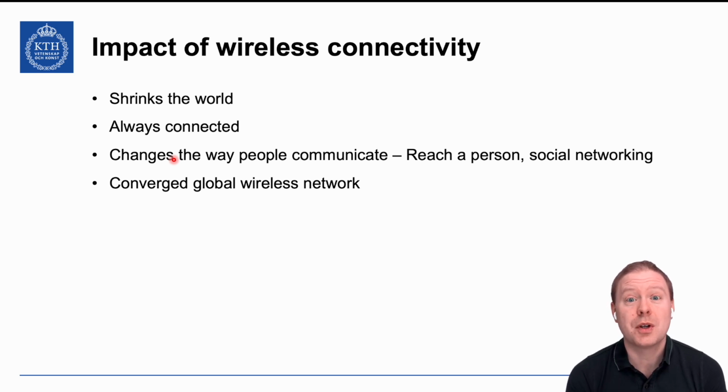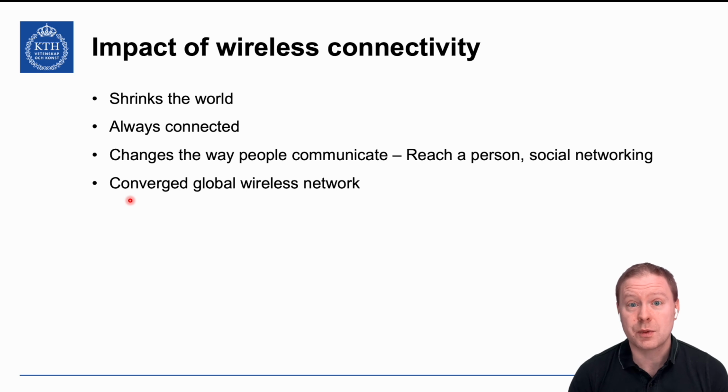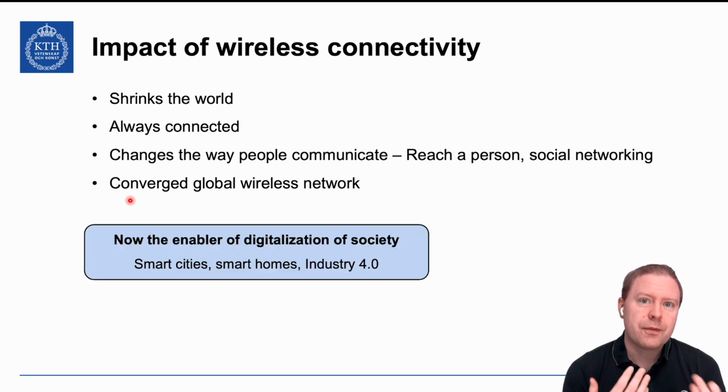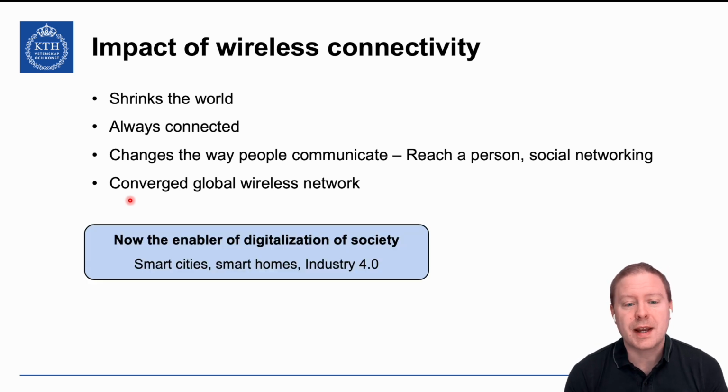But nowadays also with all the kinds of social networks, the ways that people are primarily communicating with each other are powered by wireless connectivity. And we have also seen sort of a convergence of the wireless networks into having fewer and fewer standards that are carrying more and more data traffic. And looking a bit further into the future, well, we would say that now 5G that has recently been deployed is supposed to be an enabler for the digitalization of society.